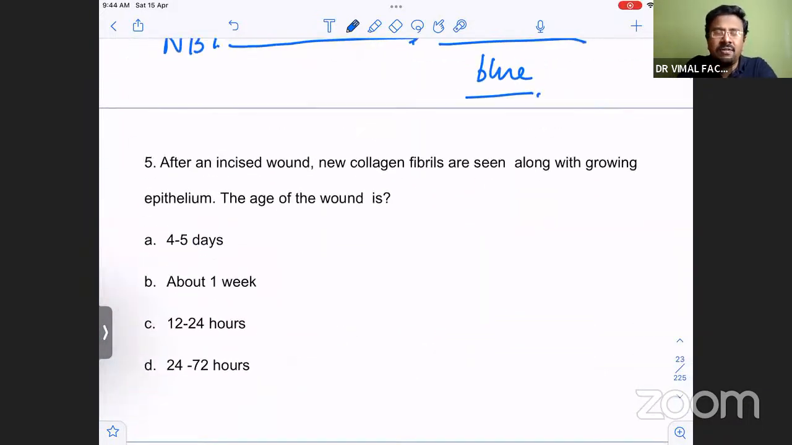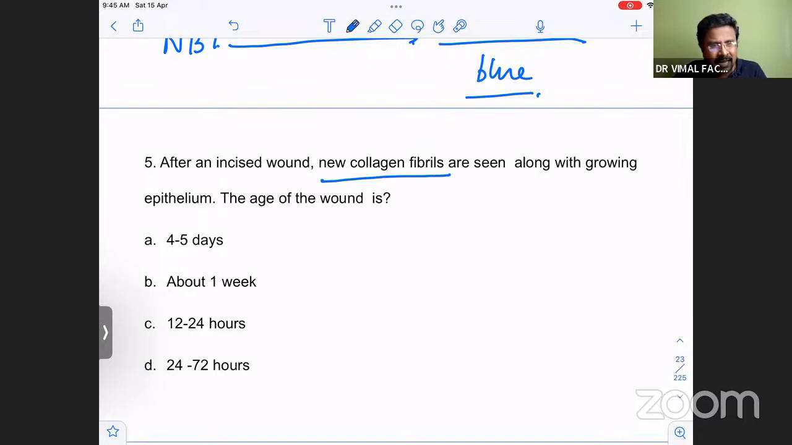Now moving on to the next question. After an incised wound, new collagen fibrils are seen along with growing epithelium. What is the age of the wound? So it is a question concerned with the wound healing process, and they are asking you the age of the wound. In the question, they have given us new collagen fibrils seen along growing epithelium.